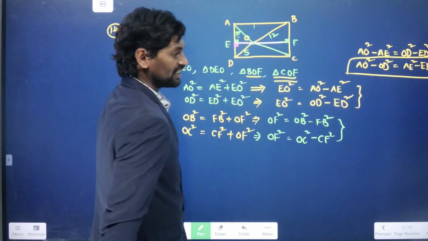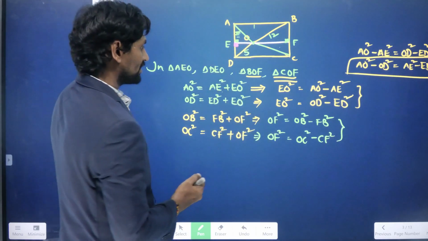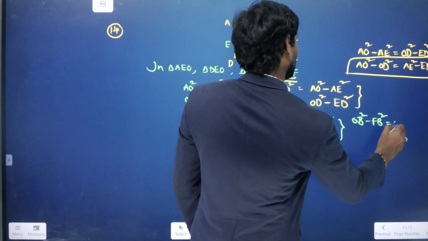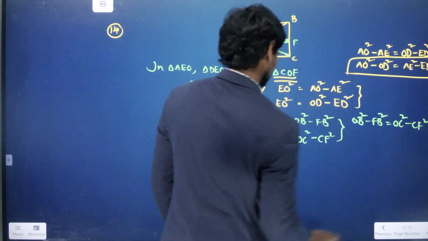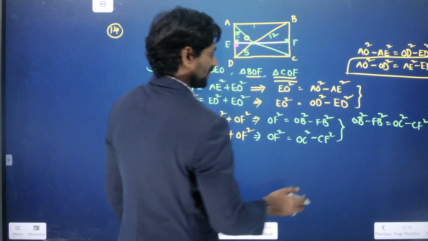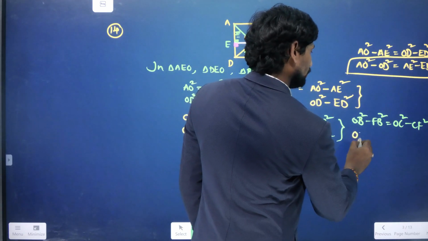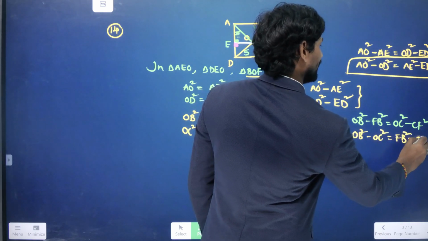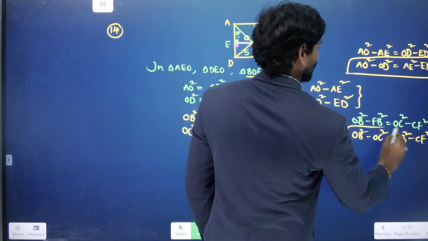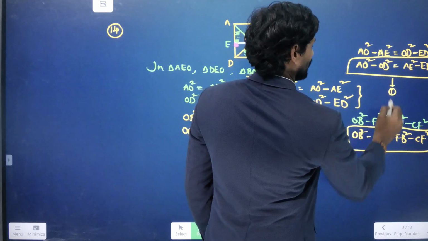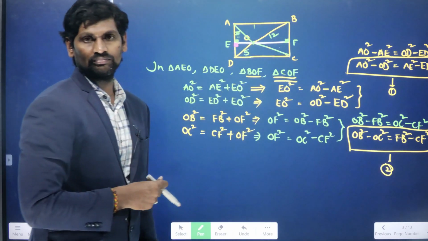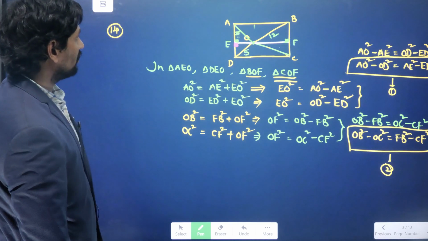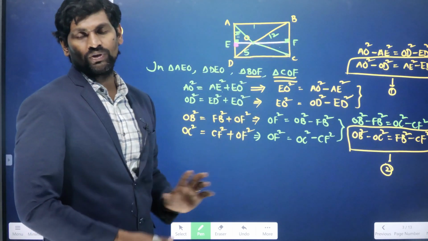So from these two, the LHS parts are equal, so we can equate the RHS parts. From this, OB square minus FB square is equal to OC square minus CF square. So OB square minus OC square is equal to FB square minus CF square. So the first one is equation 1 and this one is equation 2. Now I am just trying to subtract both of them. We'll get ED square value and FC square value equal, right?